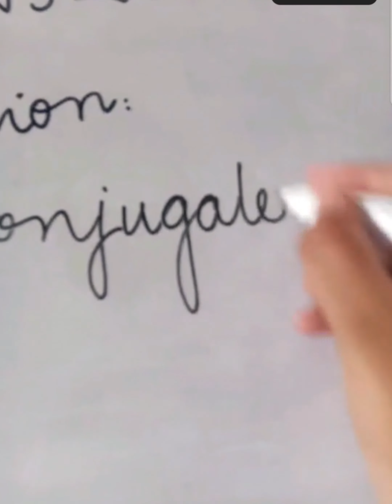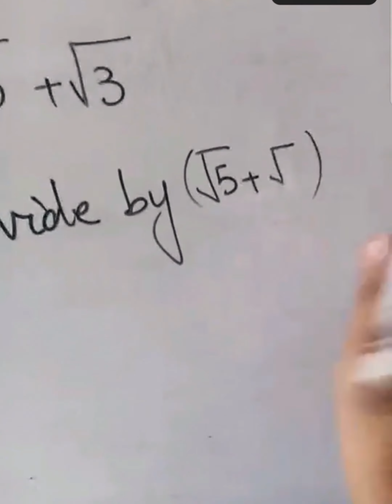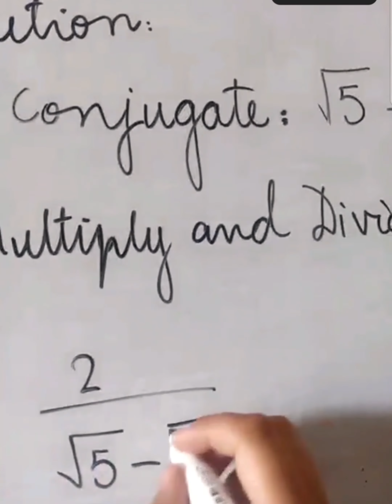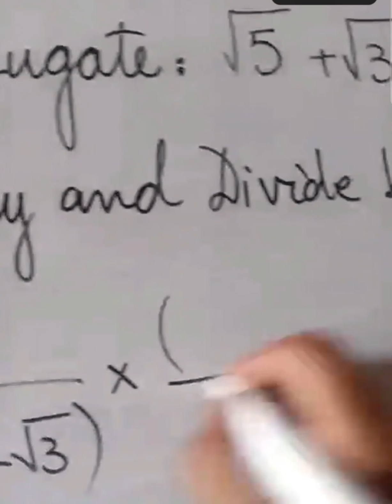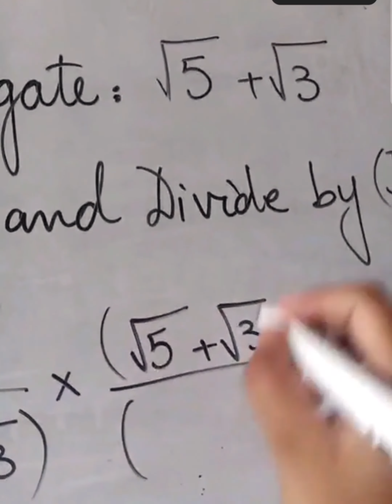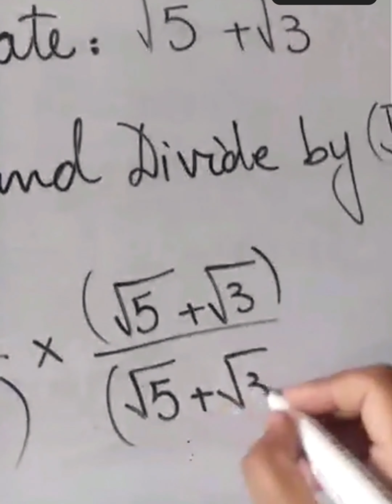What will be the conjugate here? 5 plus square root 3. Write both of the terms in the bracket. Now the question: 2 divided by square root 5 minus square root 3, multiplied by square root 5 plus square root 3. Similarly here, square root 5 plus square root 3.